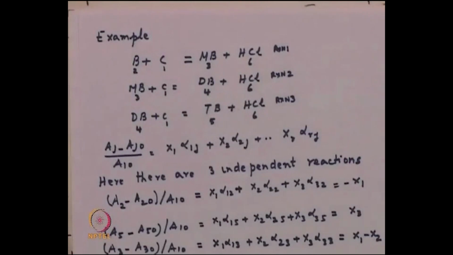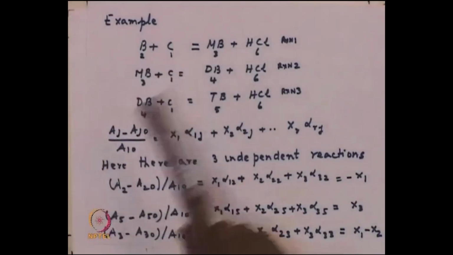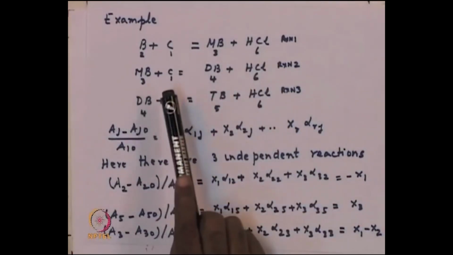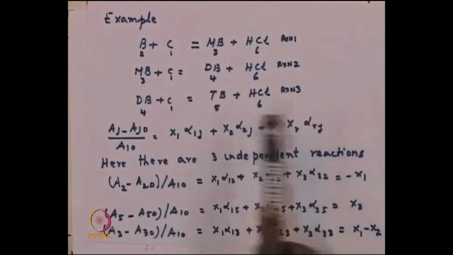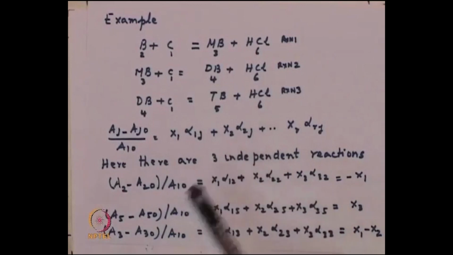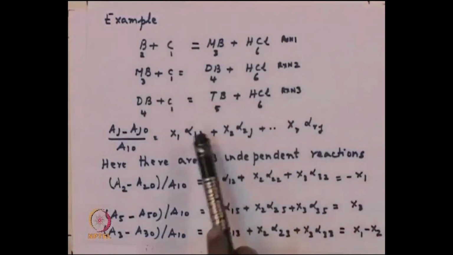Let us illustrate this by an example. We will illustrate this by this example: chlorination of benzene. So, you have benzene reacting with chlorine to give monochlorobenzene and HCl. Monochlorobenzene reacts with chlorine to give dichlorobenzene, and dichlorobenzene gives trichlorobenzene. So, you have chlorine as component 1, B is component 2, MB is component 3 and so on; all the components are listed.